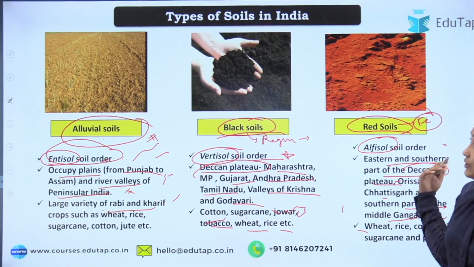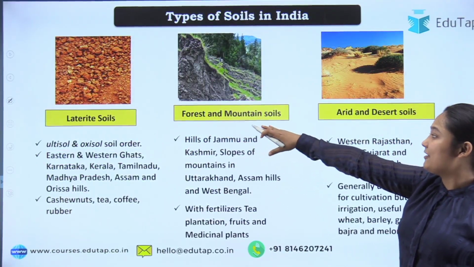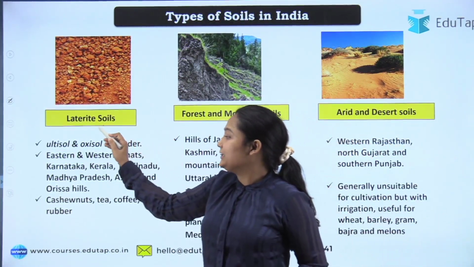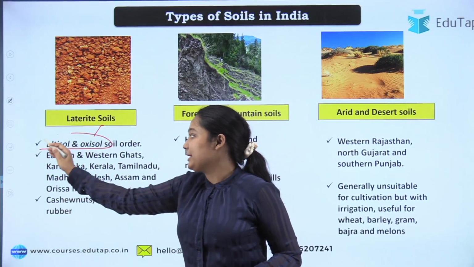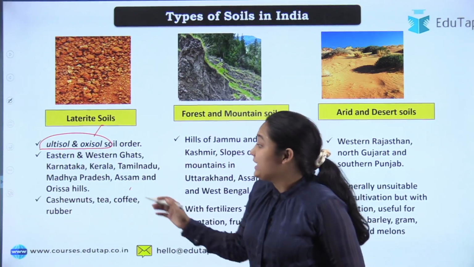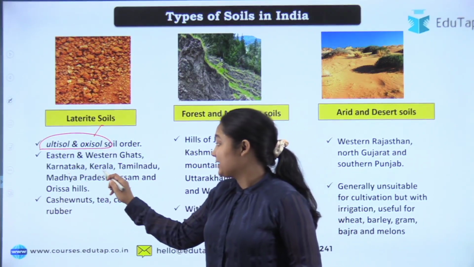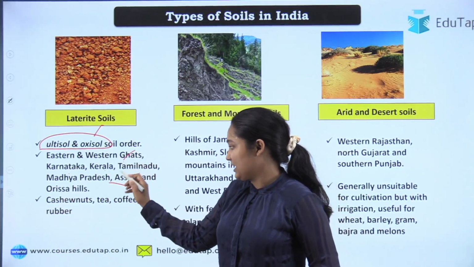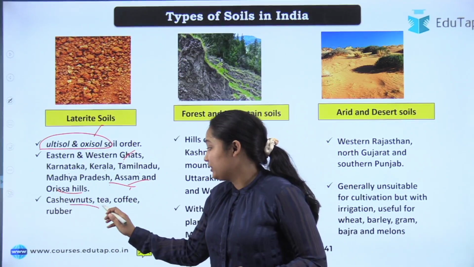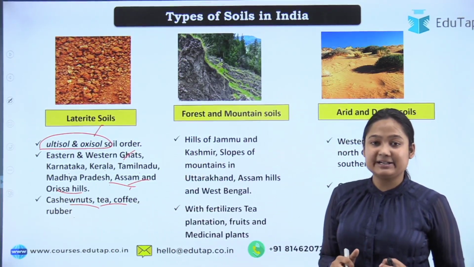Now let's move to the other orders. The other soils we will discuss are laterite soil, forest and mountain soil, and arid and desert soil. Laterite soil is made up of the orders ultisol and oxisol. Where is it found? In the Ghats, both eastern and western Ghats, Karnataka, Kerala, Tamil Nadu, with Odisha and Assam added. Cashew, tea, coffee, and rubber can be grown easily in laterite soil.